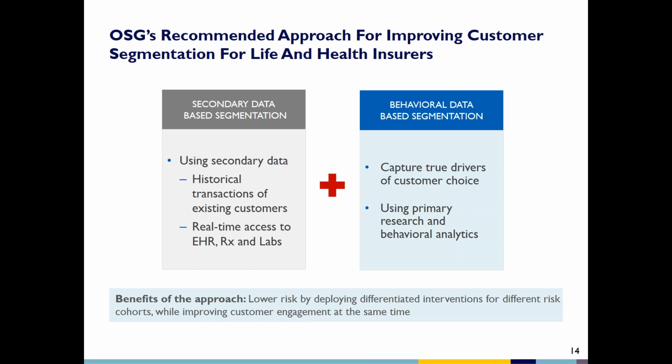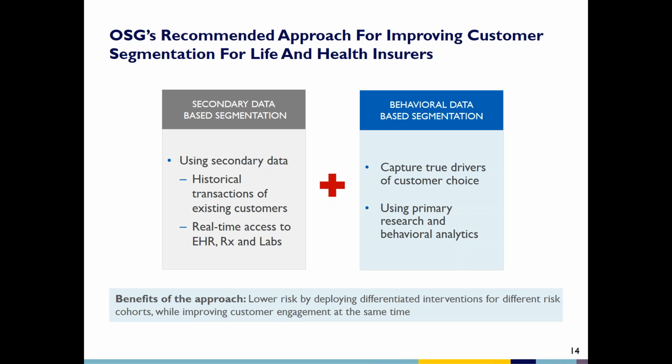In this day and age, real-time access to electronic health records, pharmacy data and lab data is becoming more and more ubiquitous, and OSG has ways to access all of this in real time. So we take all of this and combine it with primary research. We combine secondary data analytics with primary data analytics. Oftentimes we use a lot of behavioral surrogates to understand behaviors, and for risk management and underwriting, behavioral surrogates can often be a great way to understand certain gaps that you would probably never be able to get to through structured transactional data.